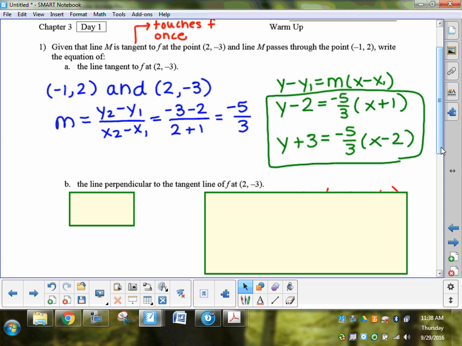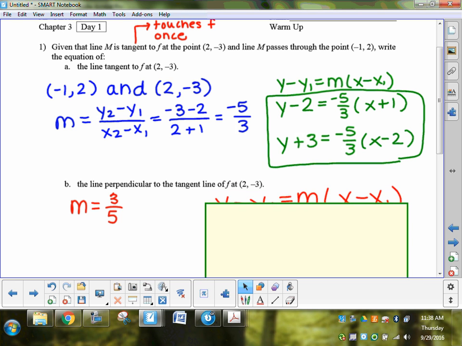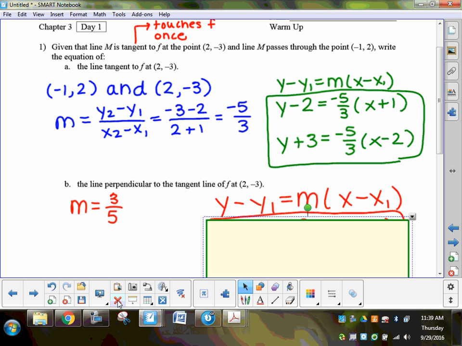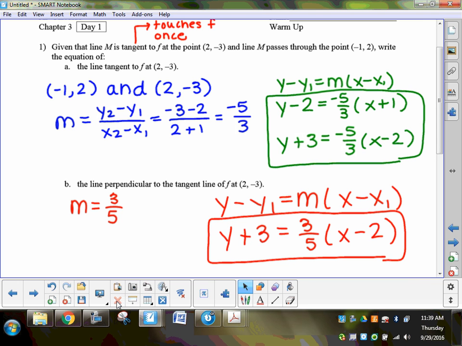So what's the slope of our new line going to be? 3/5. And what's the equation of our perpendicular line going to be? Y equals 3/5 x plus 21/5. Just give it out in y minus y1 form. Y minus, or y plus 3, equals 3/5 times quantity x minus 2. There you go.